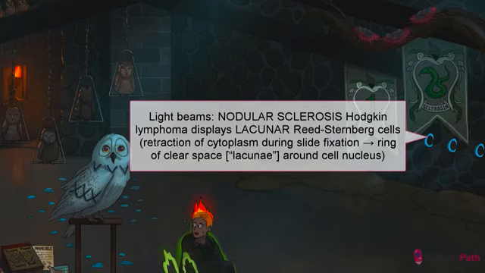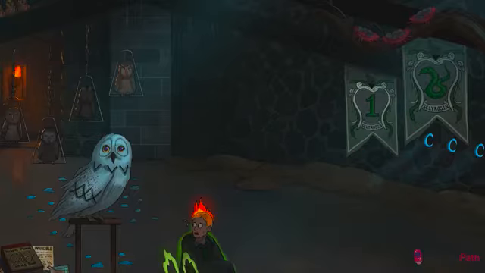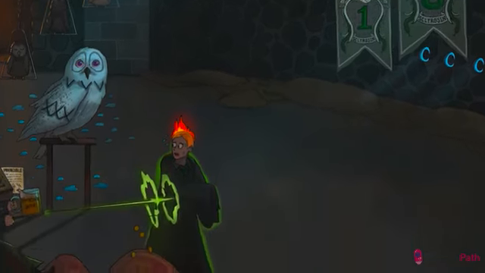What makes nodular sclerosis really unique, though, is a specific neoplastic cell type called the lacunar Reed-Sternberg cell. This special type of Reed-Sternberg cell has many of the same features of regular Reed-Sternbergs: giant cells with a multi-lobe nucleus that resemble owl eyes, and what have you. However, lacunar Reed-Sternberg cells also have characteristic clear areas where cytoplasm has been displaced during the slide fixation process. These empty spaces are called lacunae, meaning gap, and look exactly like that. A ring of clear space surrounding the cells.